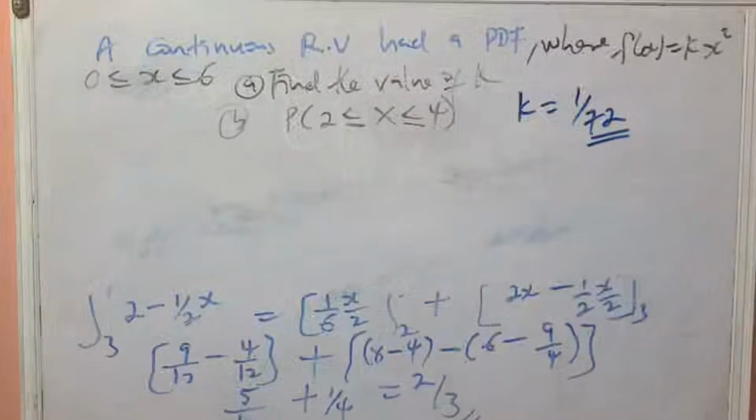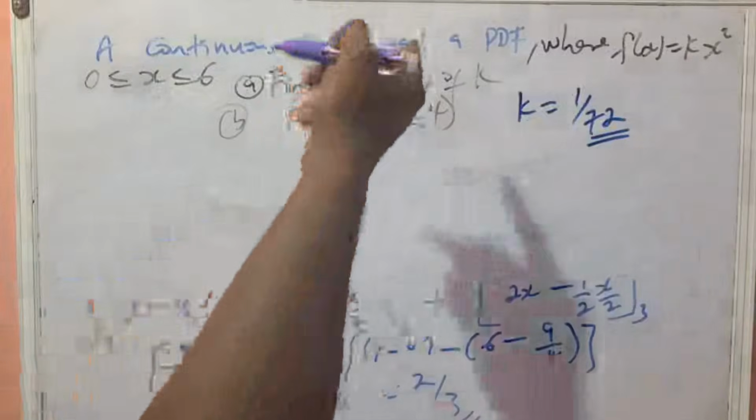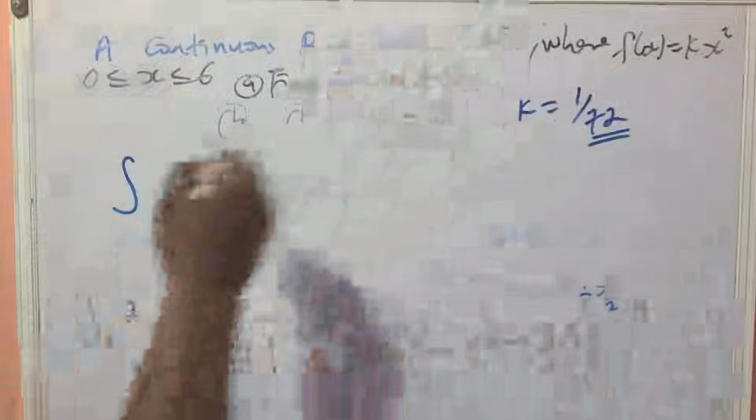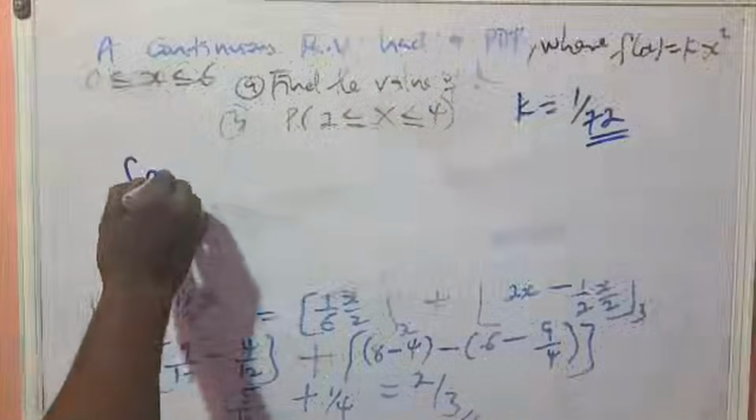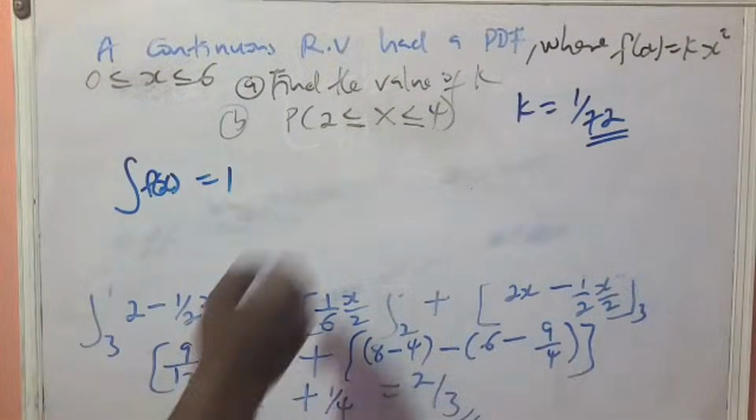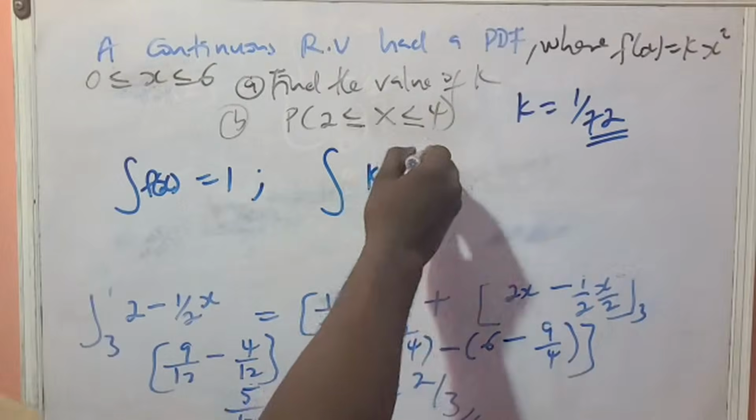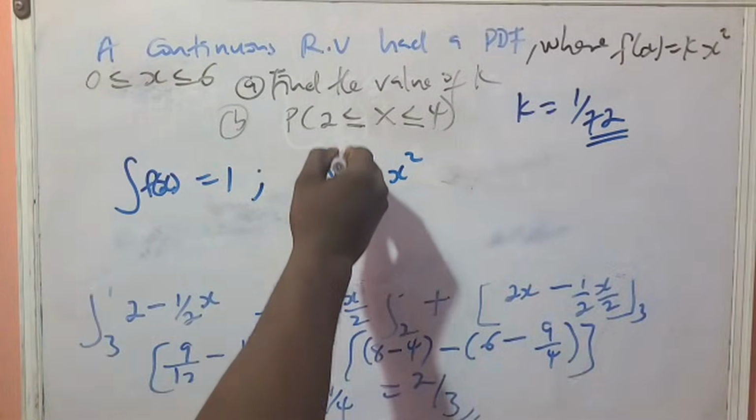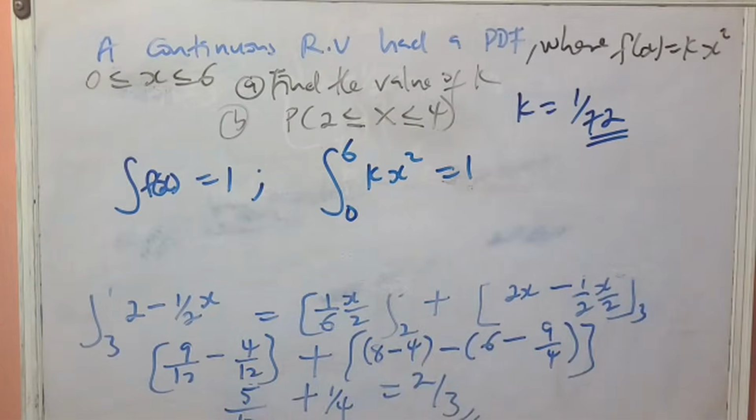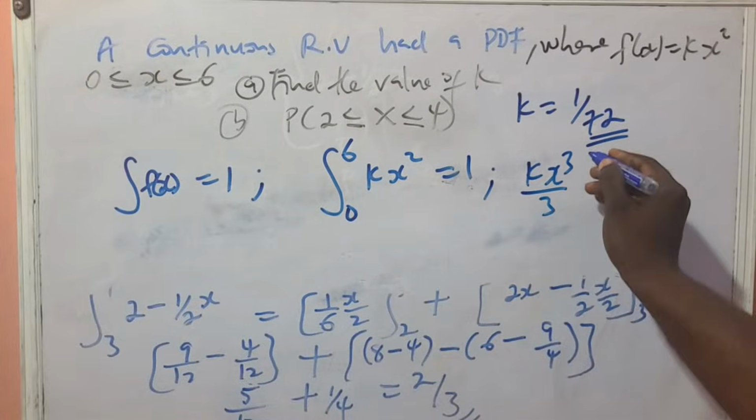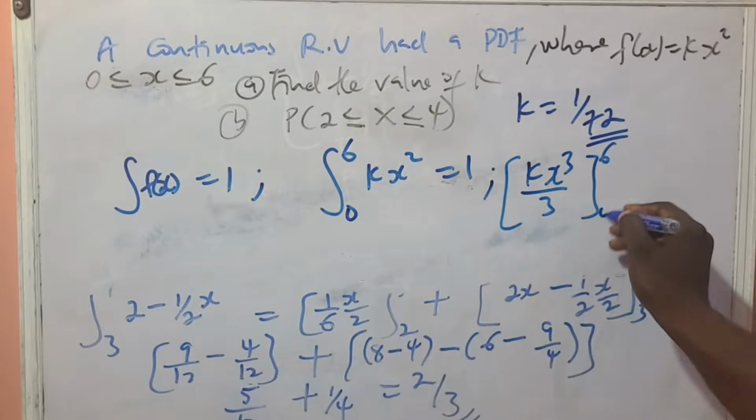All you needed to do to find K was to use the prerequisite for PDFs, which is that the integration of your function must be equal to 1. In this case, your function is kx squared. That means the integral of kx squared with the limit of 0 and 6 must be equal to 1. You integrate this, and it gives you kx cubed over 3, with the limit of 6 and 0.